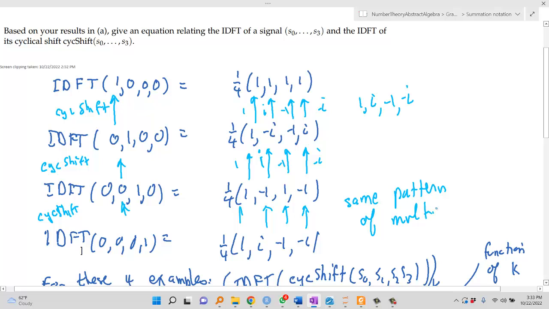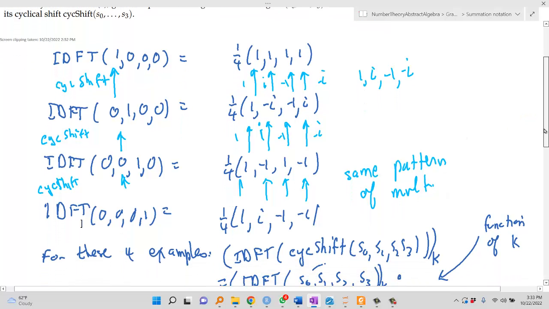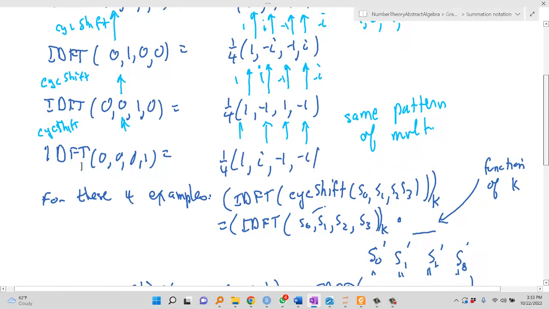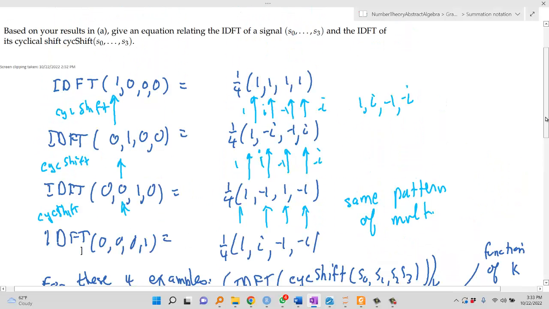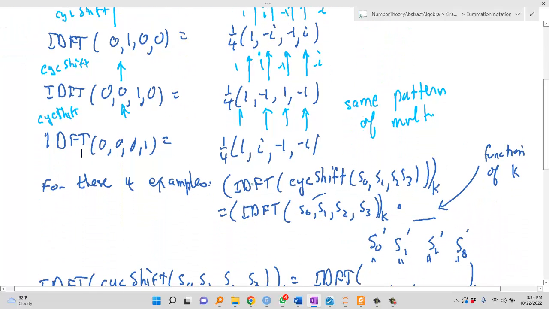So how would you express this in general? We have 4 components, 0, 1, 2, and 3, so we'll call that component K. The kth component of the shifted inverse Fourier transform is equal to the kth component of the unshifted times something. Now, this is going to depend on K, because when K equals 0, it's 1. When K equals 1, it's I, etc. So you have to fill this in and figure out what this is. Then you want to prove your formula.